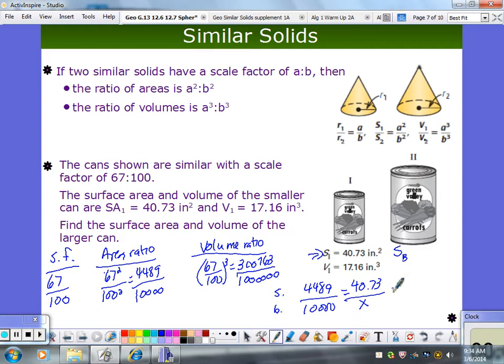4489x equals, well, let's see, every time you multiply by 10, you're going to move the decimal to the right, and I'm doing that 4 times, so 407300. And then divide both sides by 4489, and I got x to be 90.73 square inches. What did I find the surface area of the second bit? Okay, square inches. How am I going to find its volume?